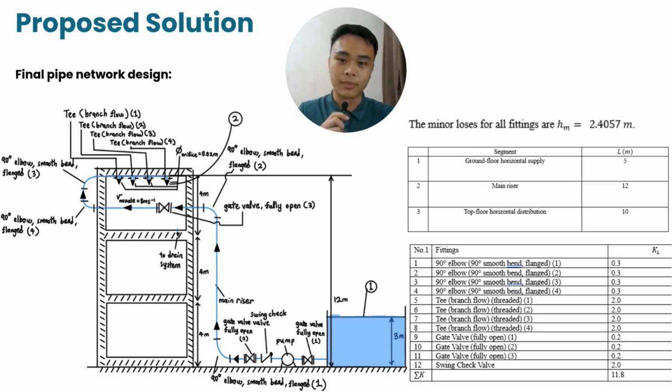This is our final pipe network design. Along this network, we installed 12 fittings in total. These are 4 flanged 90-degree elbows, 3 fully open gate valves for system isolation at the tank outlet, ground floor and top floor, 1 swing check valve at the pump discharge to prevent backflow, and 4 branch T-junctions on the top floor distribution pipe. These fittings contribute to a total minor head loss of 2.4 meters.